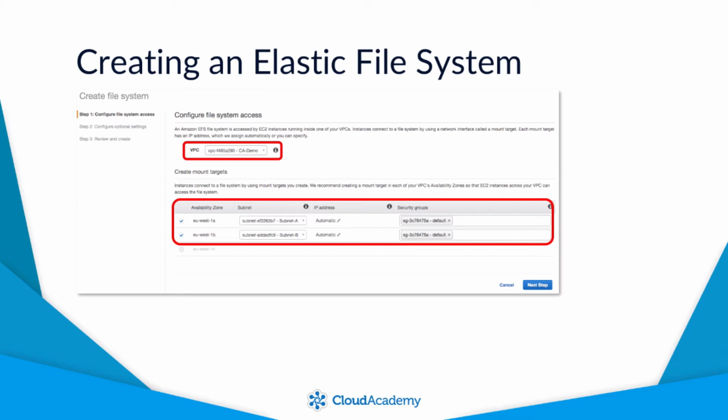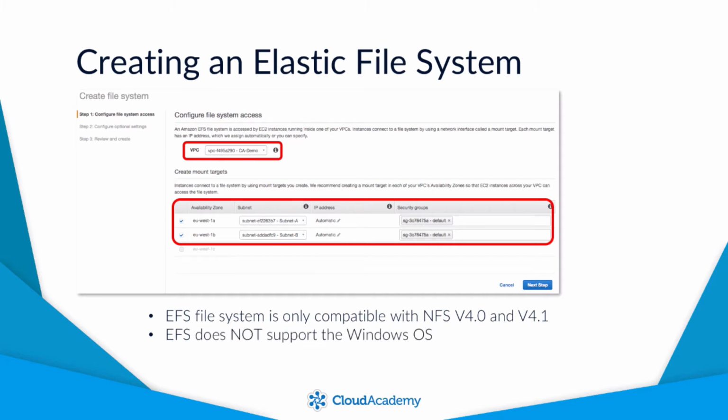These mount targets allow you to connect to the EFS file system from your EC2 instances using a configured mount target IP address. When mounting the EFS file system, be aware that it is only compatible with NFS version 4 and 4.1. With this in mind, EFS does not currently support the Windows operating system. You must ensure that your Linux EC2 instance has the NFS client installed for the mounting process, and the NFS client version 4.1 is recommended for this procedure.